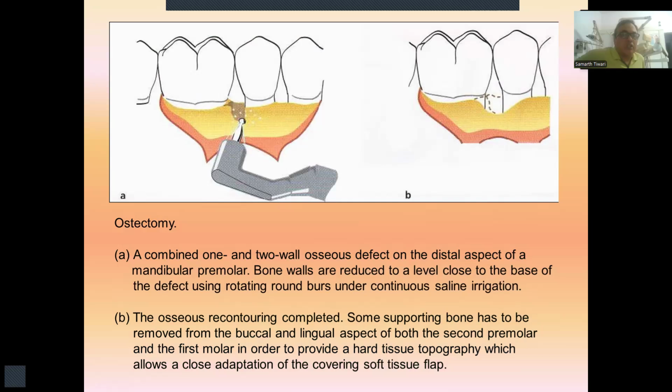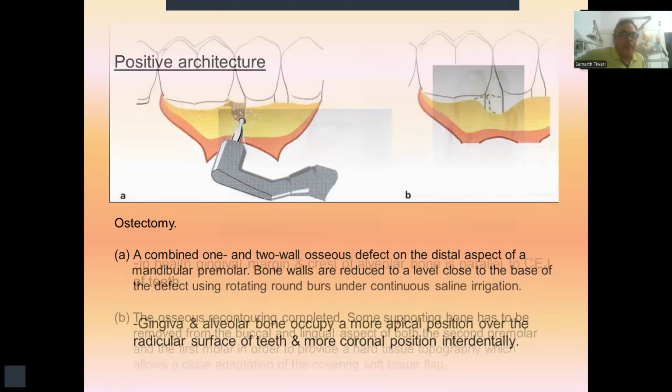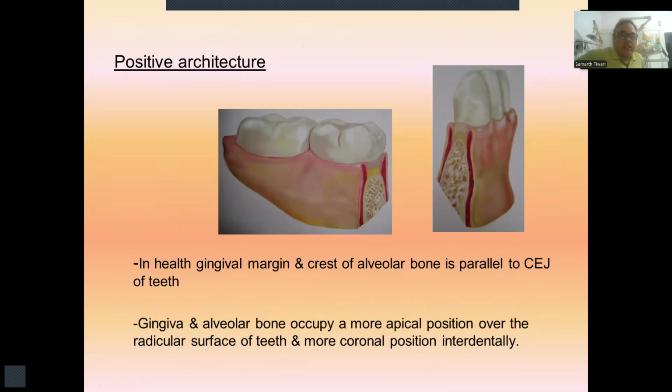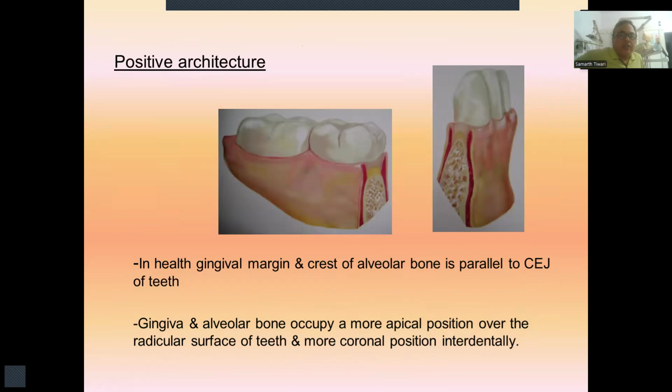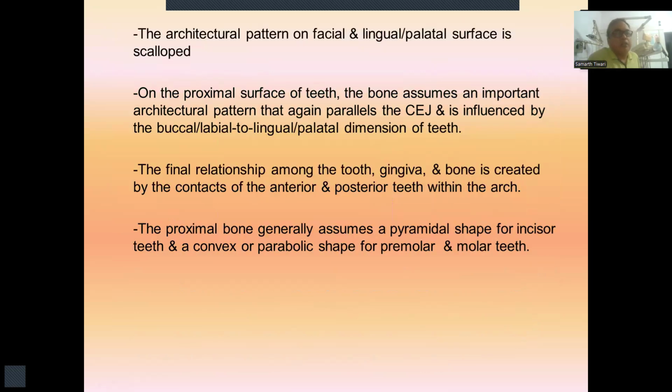Here you can see an ostectomy procedure. This is positive architecture of bone. The gingival margin and crest of alveolar bone are parallel to the cemento-enamel junction of the teeth. Gingiva and alveolar bone occupy a more apical position over the radicular surface of teeth and a more coronal position interdentally. The architectural pattern on the facial and lingual/palatal surface is scalloped.